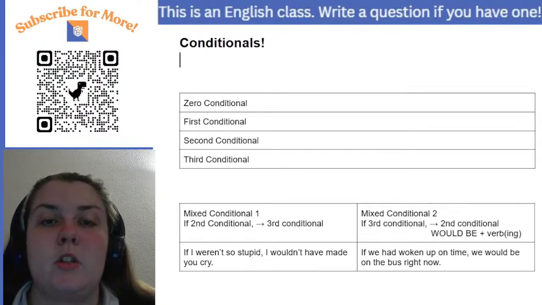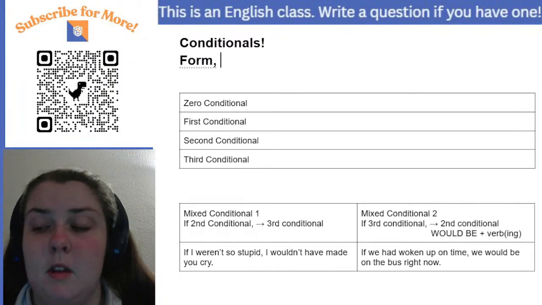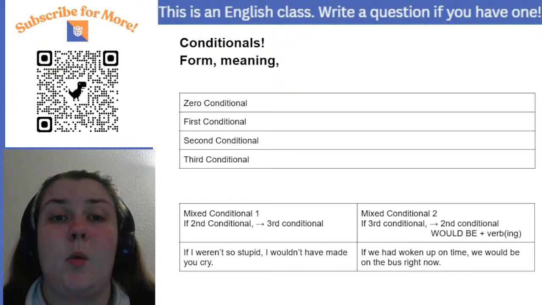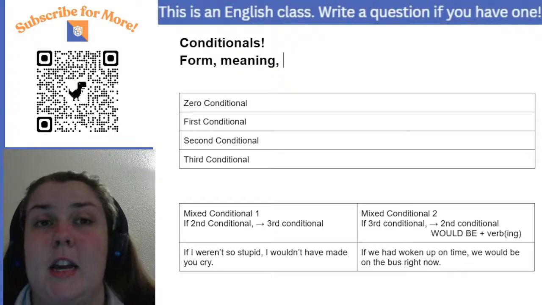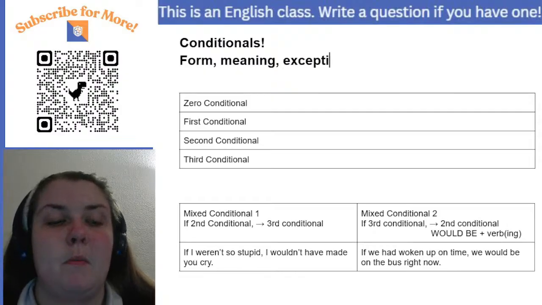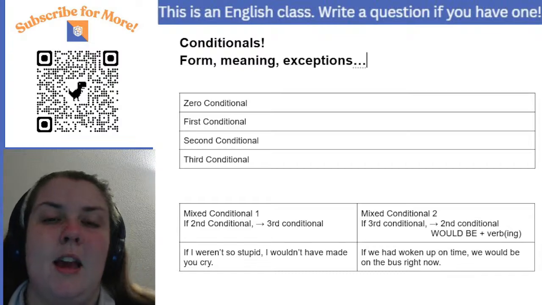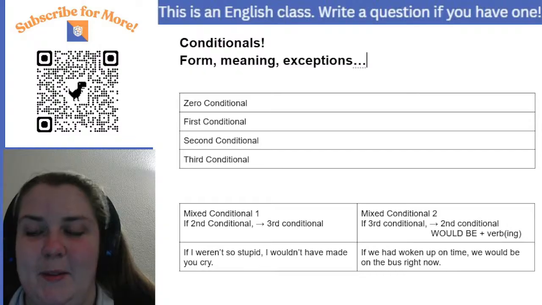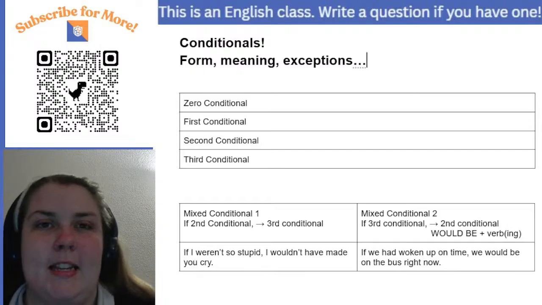What we're going to talk about today is form. We're also going to talk about meaning, and we might even have to talk about pronunciation at some points, especially when we're talking about the mixed conditionals there. Okay. But most importantly, we might see some exceptions and funky rules that I would like to talk to you all about today. Okay, so let's get into it.